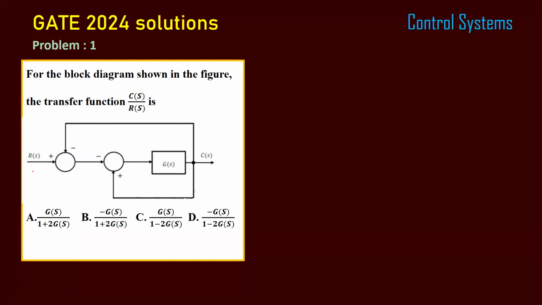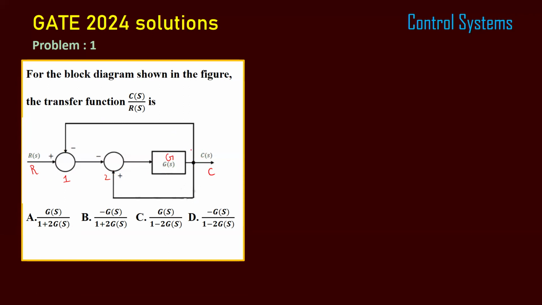So shortly, I will express R of S as R, C of S as C, and G of S as G. Here we are having two summing points. I am naming this the first summing point and this the second summing point. The output C is fed back to the first summing point and also the other part is fed back to the second summing point. So let me write the signal flow.